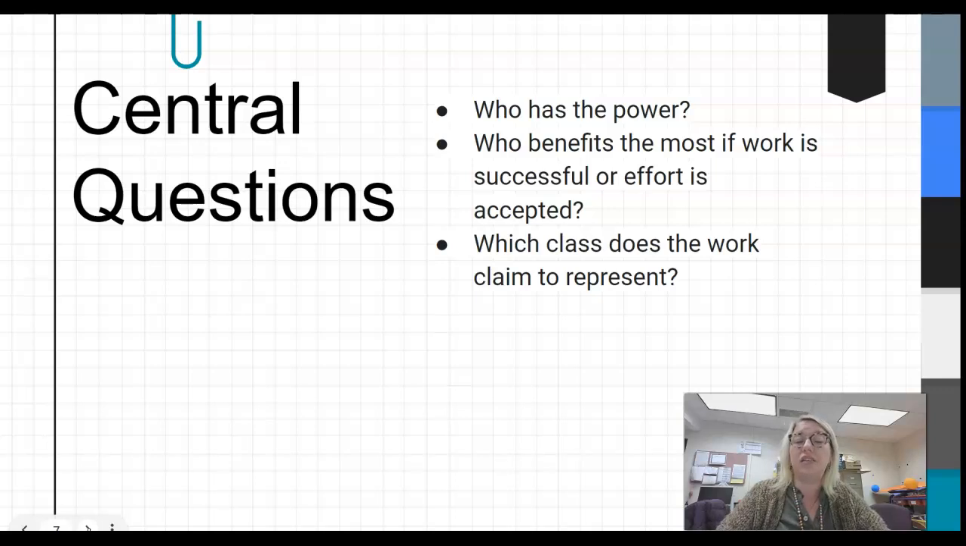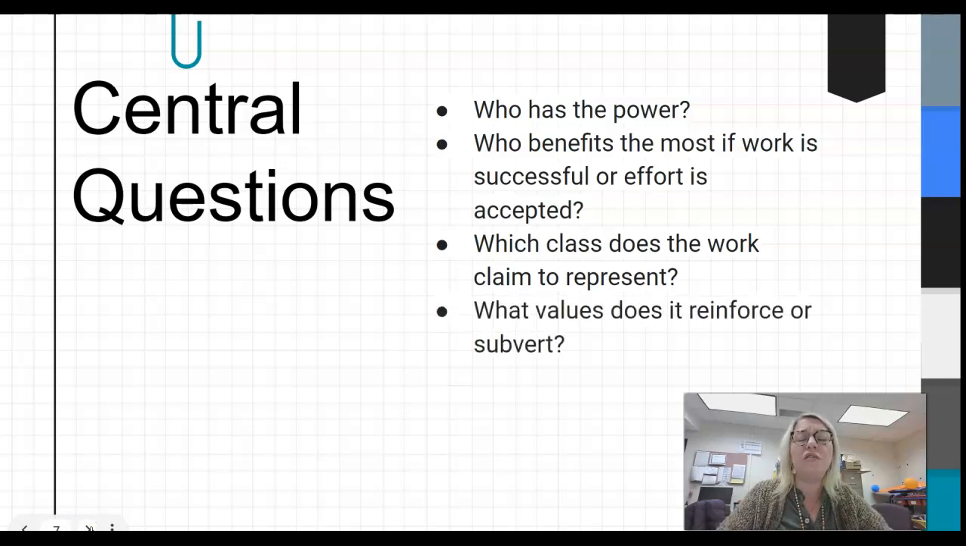Which class does the work claim to represent? Is it saying that it's really the work of someone higher than the laborers? And what values does it reinforce or subvert? Reinforce, what values does it say, yeah, these are good values, and what values does it say, those are bad? Okay, so those are the key questions.